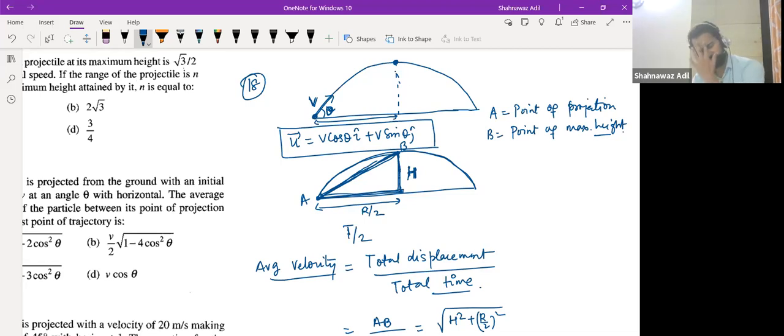Okay, so in the next class, I will start relative motion in 2D. In that, I will do the rain man problem, rain umbrella, wind, river, and river crossing problems. All these problems.